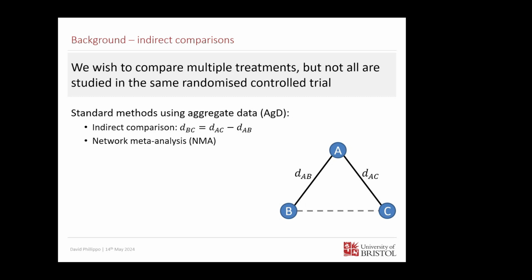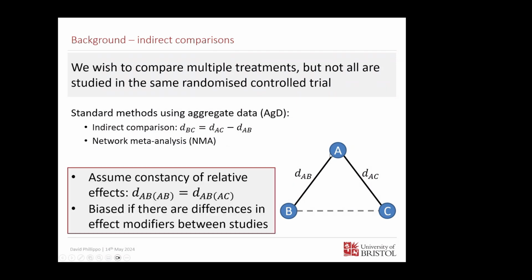So that's a standard indirect comparison. It just relies on published aggregate data from each of these trials. And the extension of this then to larger networks, where you might have more than 3 treatments and more than 2 studies, is known as network meta-analysis. But it relies on this same kind of idea of just joining up the dots.